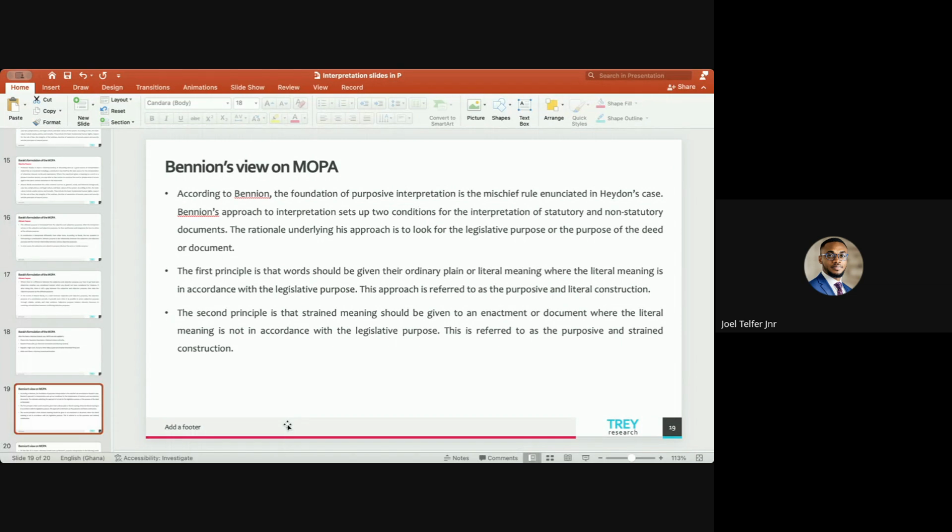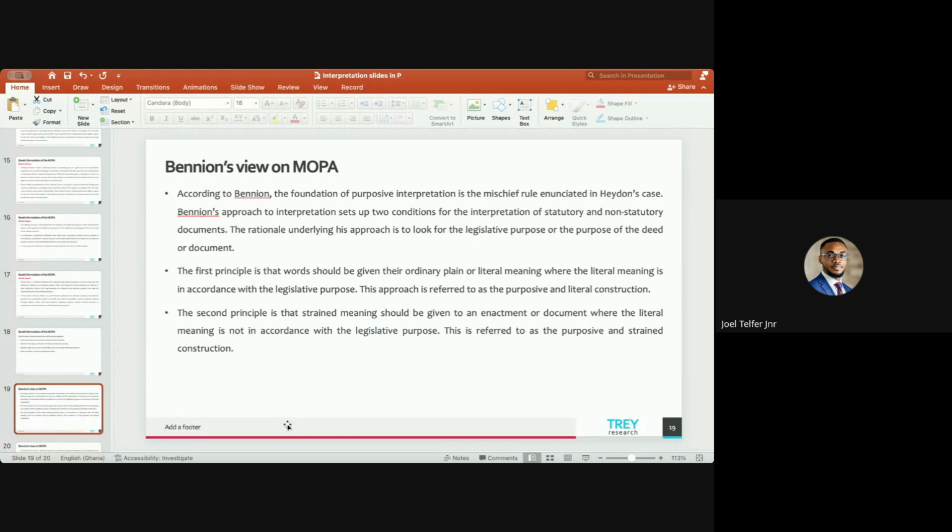The first one is what is known as a purposive and literal construction. He says that words are to be given their plain and ordinary meaning if the plain meaning is in accordance with the legislative purpose. So according to Bennion, the first step to interpreting any text is to provide it with the plain and ordinary meaning. And once the plain and ordinary meaning accords with the legislative purpose, then you are home and dry. You are done with your interpretation.